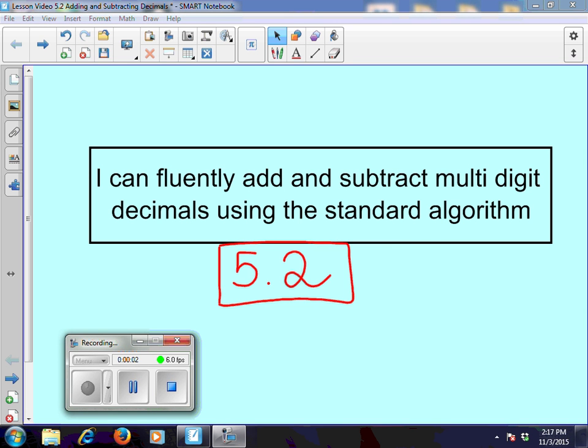This video is going to be about fluently adding and subtracting multi-digit decimals using the standard algorithm. This video corresponds to lesson 5.2 in your notes.